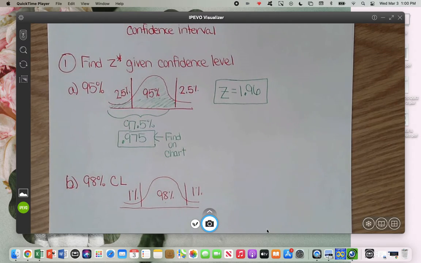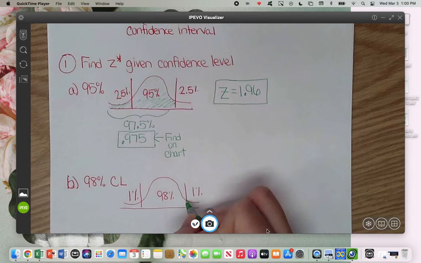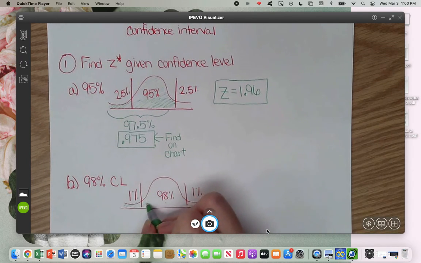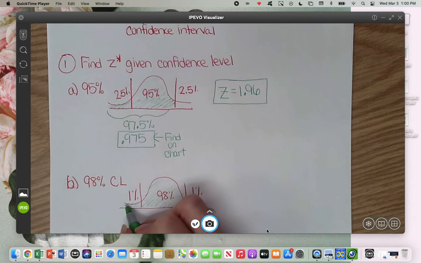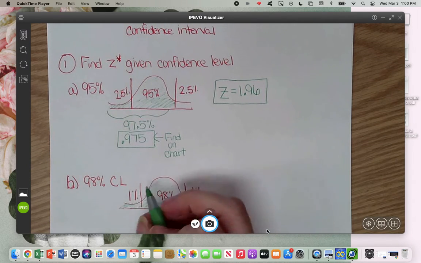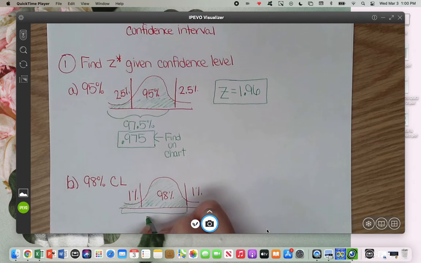All right, so for the chart, we only go from the upper bound down, so we include that left tail in the chart. So that tells me 98 plus 1, that together is 99%. So we're going to look for 0.99 on the chart.